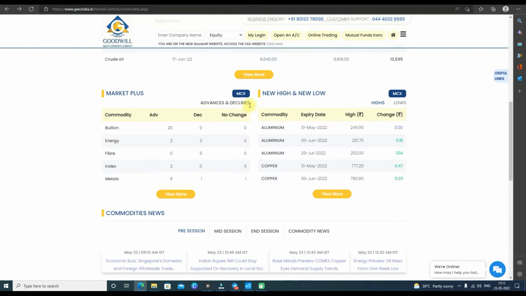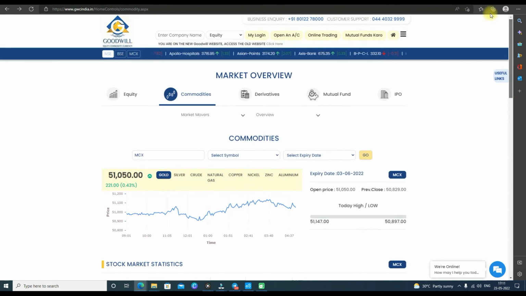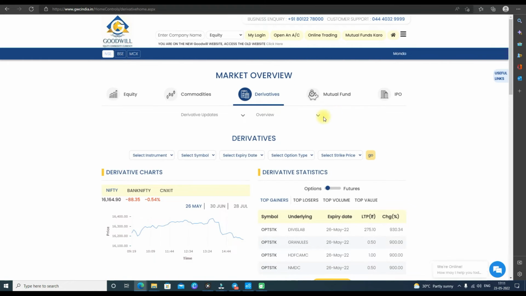Then after that we can see the advances and declines in the commodity market, and from here we can see the highs and lows basically. And from here you can get the news regarding commodities: the pre-session, mid-session, and the session at the end, and some miscellaneous news from the commodity news. You can track that.